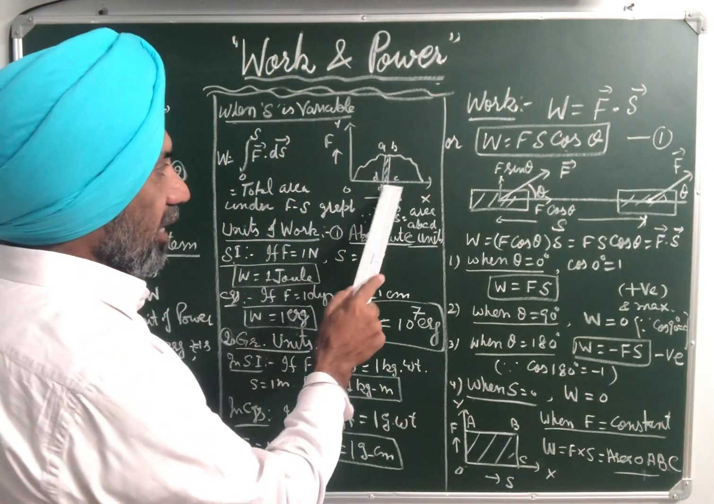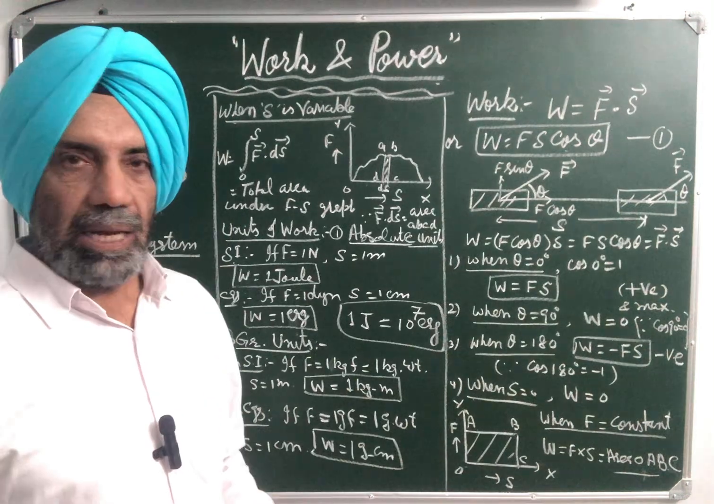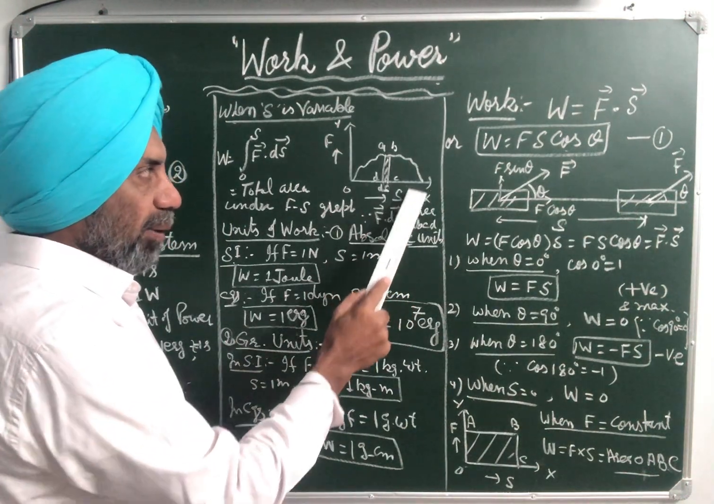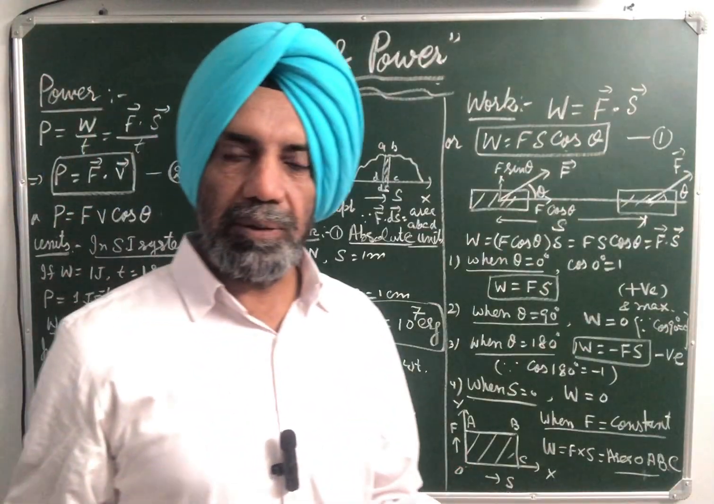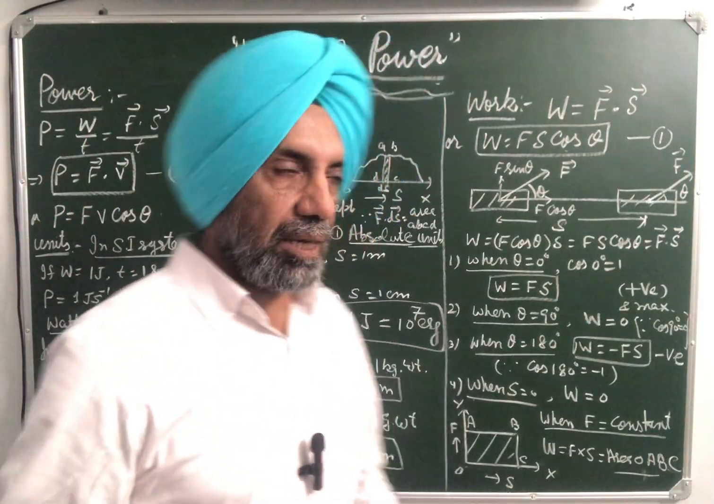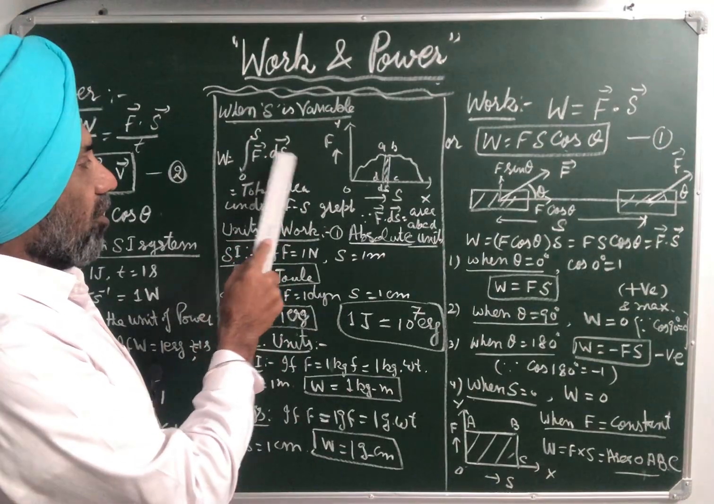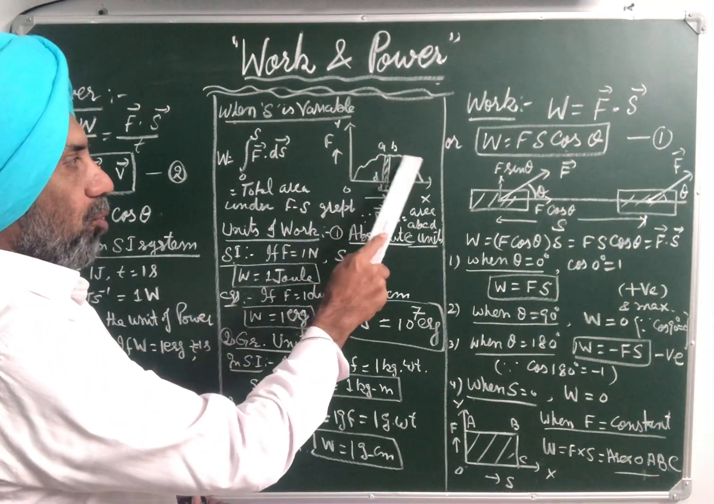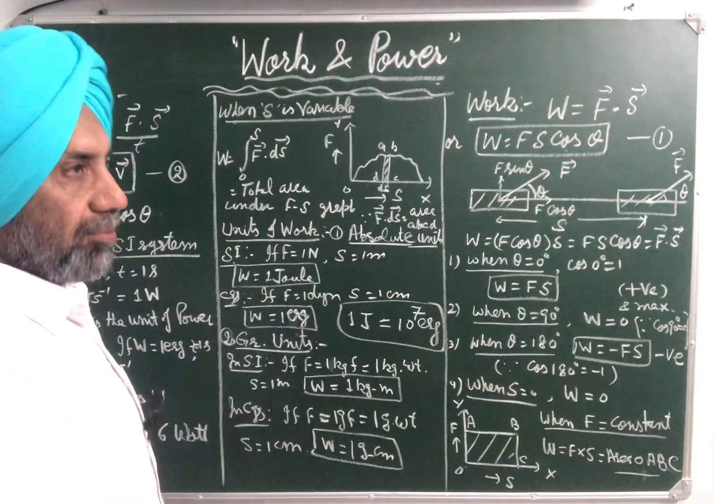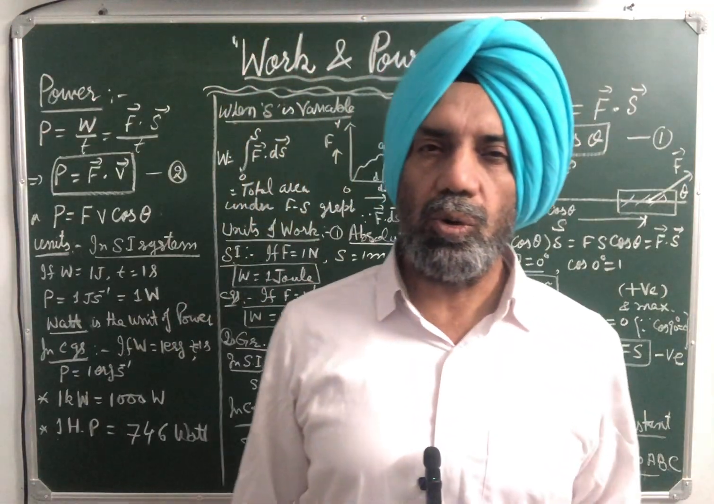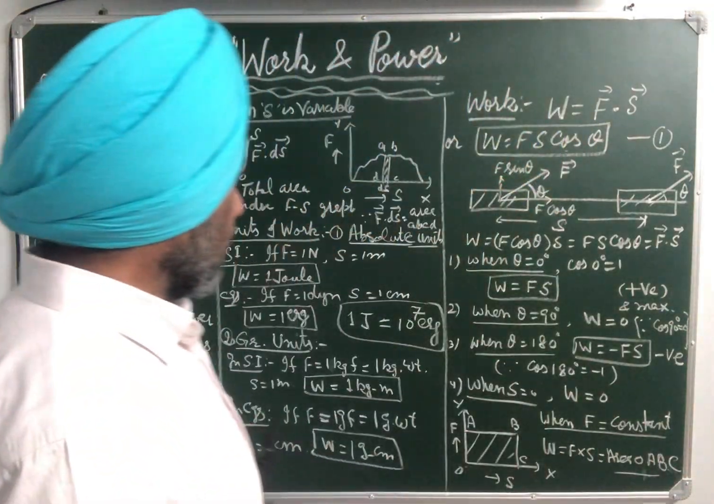Which is nothing but the area of the strip ABCD, and this whole area of the graph can be supposed to be made up of a large number of such strips. If the total work done is added, the total area is added, the total work done will be equal to the integral from 0 to s of F dot ds, which is equal to the total area under the F-s graph. So geometrically, work done is equal to the total area under the F-s graph.